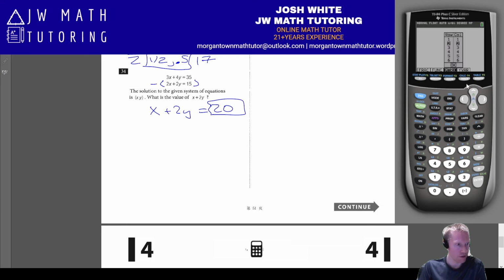So first thing I need to do is enter in a 2 by 2 matrix. And I'm going to put in the numbers of 3 and 4 and 2 and 2. Okay, then I need to raise that to the negative first power. Don't worry about why, that's how we do it. Okay, then I need a matrix with 2 rows but only 1 column to put the 2 numbers in. And now I'm going to plug in the 35 and the 15.